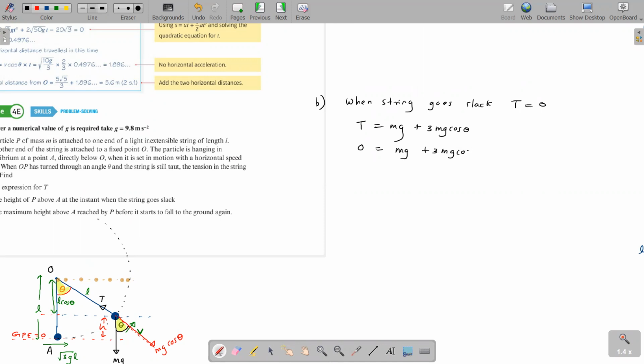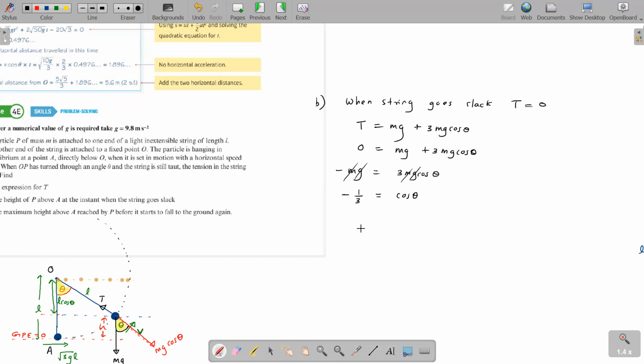So 0 equals mg plus 3mg cos theta, and you get minus mg equals 3mg cos theta. The mg cancels out and you get cos theta equals minus 1 over 3. Can you see this? Cos theta equals minus 1 over 3. If you type cos inverse of minus 1 over 3 in your calculator, you will see what kind of angle you get. It is an obtuse angle, isn't it? Get your calculator to degree mode so you can see it easily, and type cos inverse minus 1 over 3.